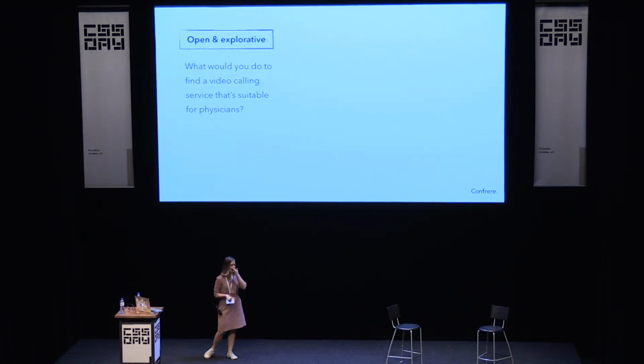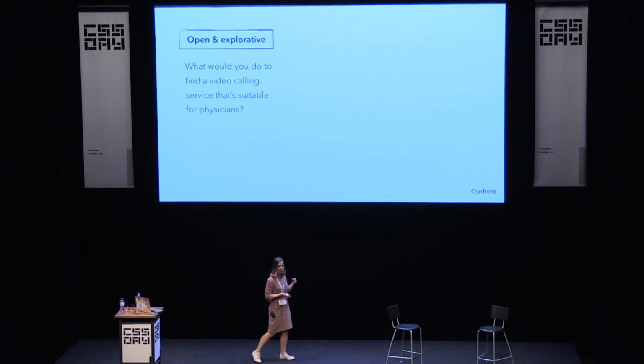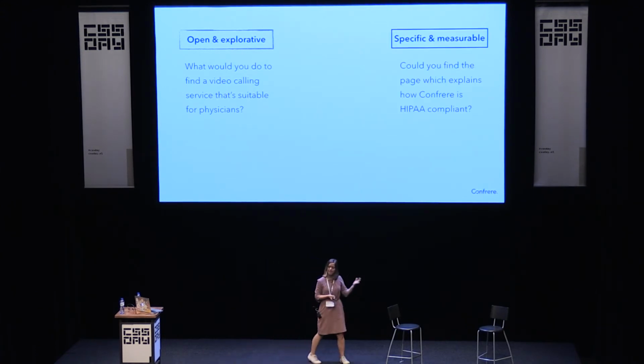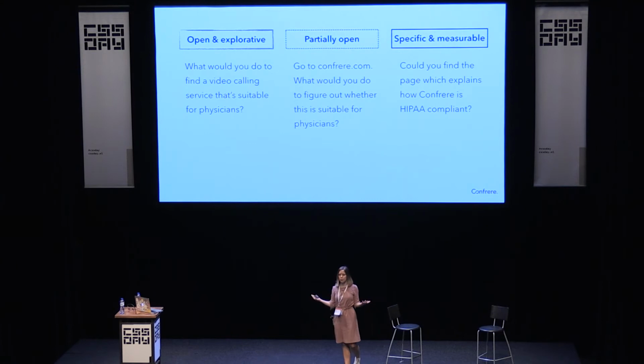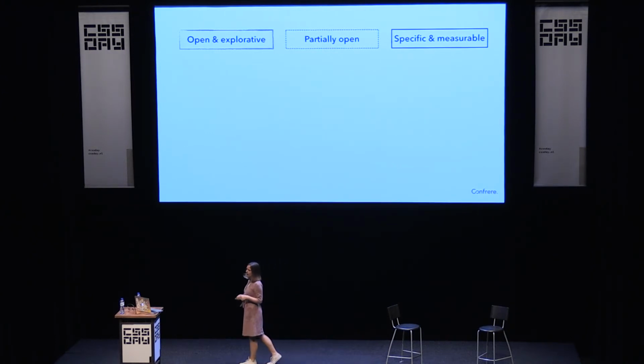Or we could be a lot more specific. For instance, in the US, the regulation is called HIPAA. Could you find a page which explains how Confer is HIPAA compliant? Then I'm basically giving away that there is a page about that, but it's going to be a lot easier for me to measure it. Or you could go somewhere in between, like going to the website and asking, what would you do to figure out whether it was suitable? And there are pros and cons of this.